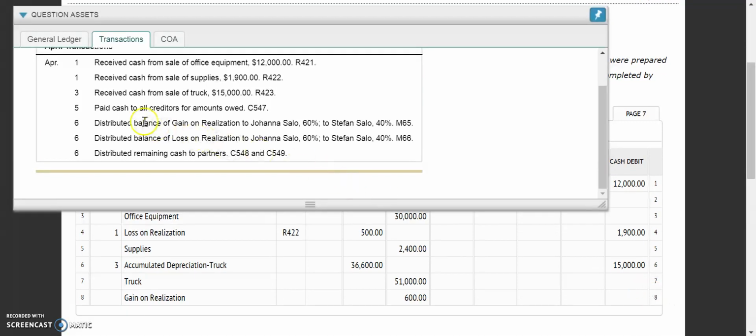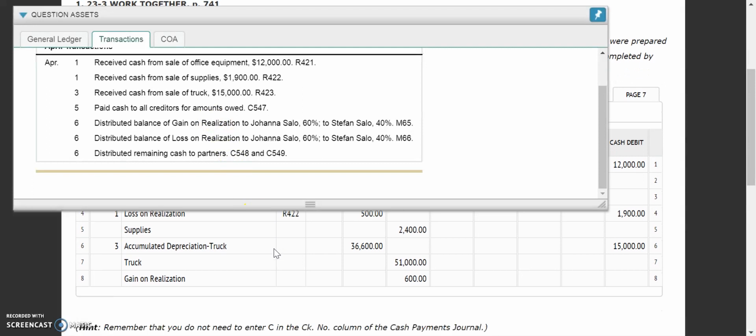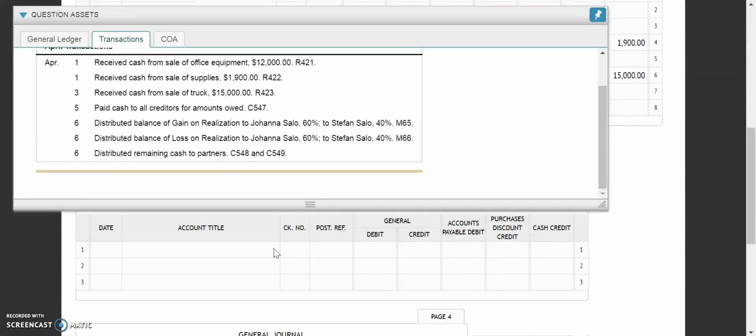If we go up to our next transaction, it says that we paid cash to all creditors. So after we have sold off all of our assets, then we have to pay all of the people that we owe money to. So because this is a paid cash, we're actually going to go down to our cash payments journal.